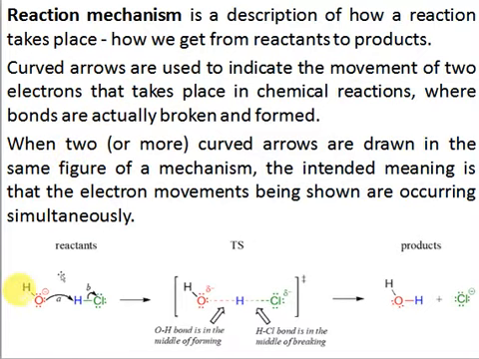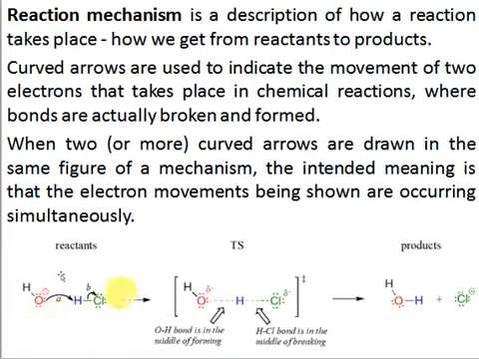And whenever you see two arrows or more than two arrows like this one, it means that movement of electrons is taking place simultaneously. So the attack of hydroxide ion on the hydrogen and the leaving of chloride ion, both of these steps are taking place in one single step, right? They are occurring at the same time, they are simultaneous, right?